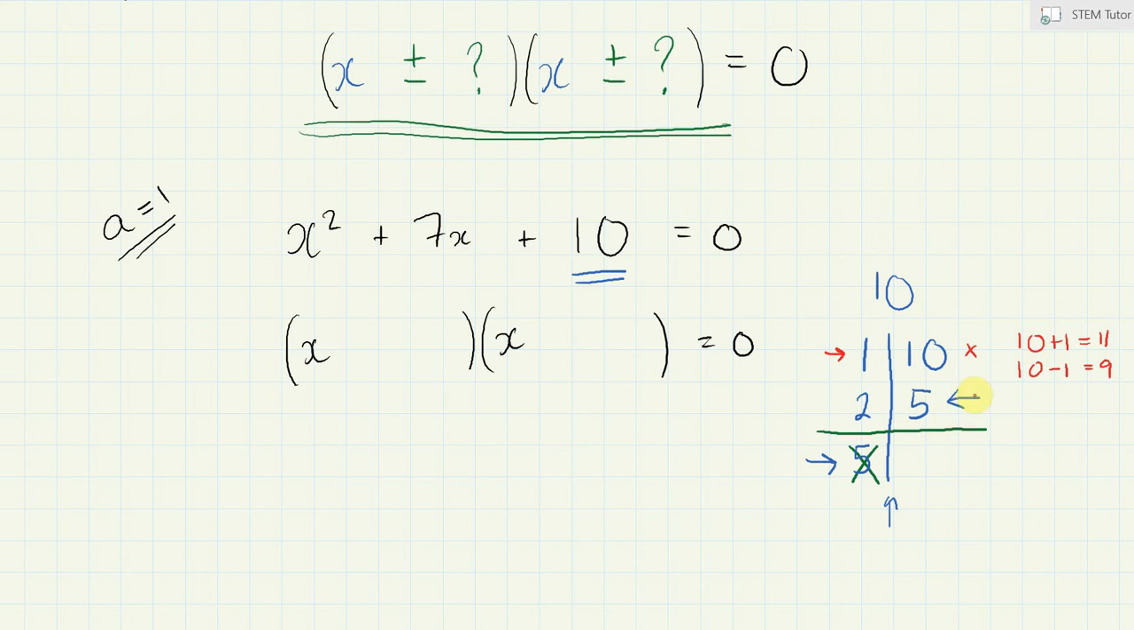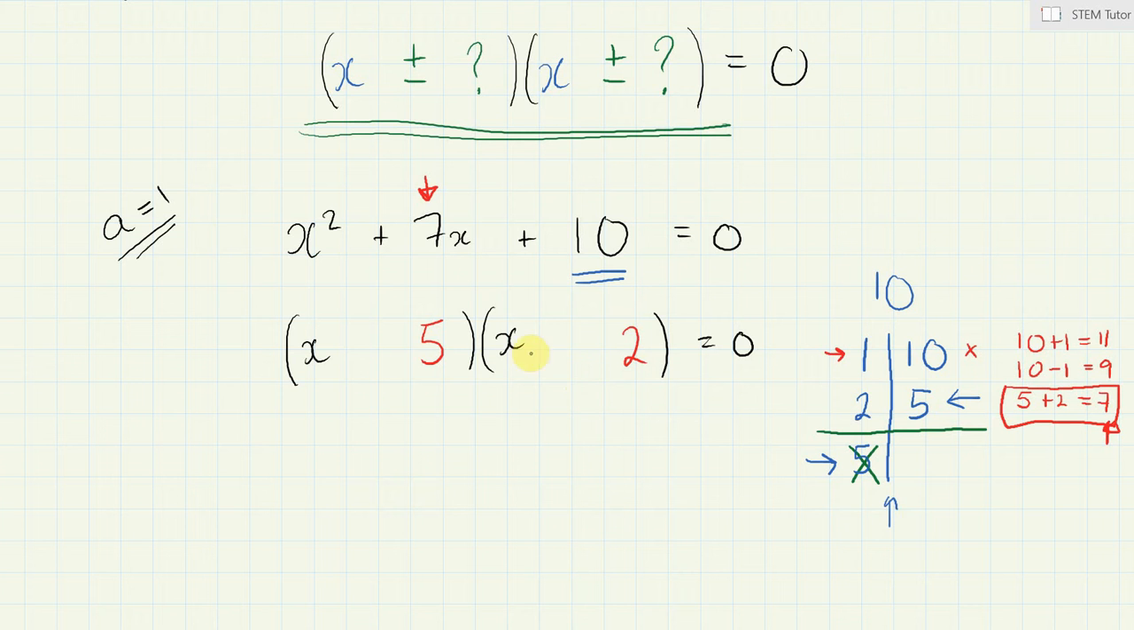Now we move on. 2 and 5. Again, focus on the larger number, 5. 5 plus 2 gives us 7. So you'll notice that this number here is the same as this number here. So we can stop, and we know that our factors for our brackets are 5 and 2.